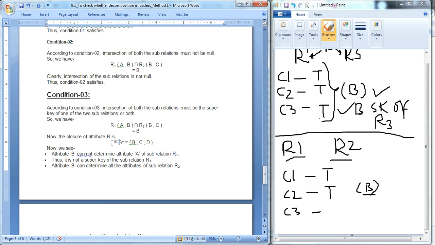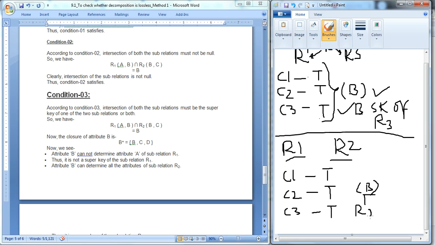Then we need to again find the closure of B. That one is simply B. Then with the given functional dependency, we will find the closure of B, that is BCD. Now attribute B cannot determine the attribute A of a sub relation R1. That's why B is not a super key for R1, but B is the super key for R2. That's why again the third condition is true, right? Because B is the super key of R2.